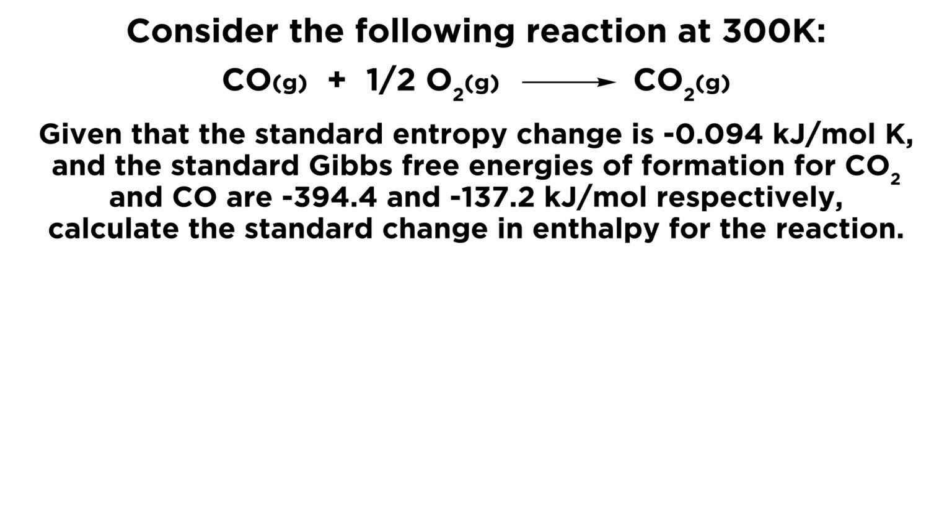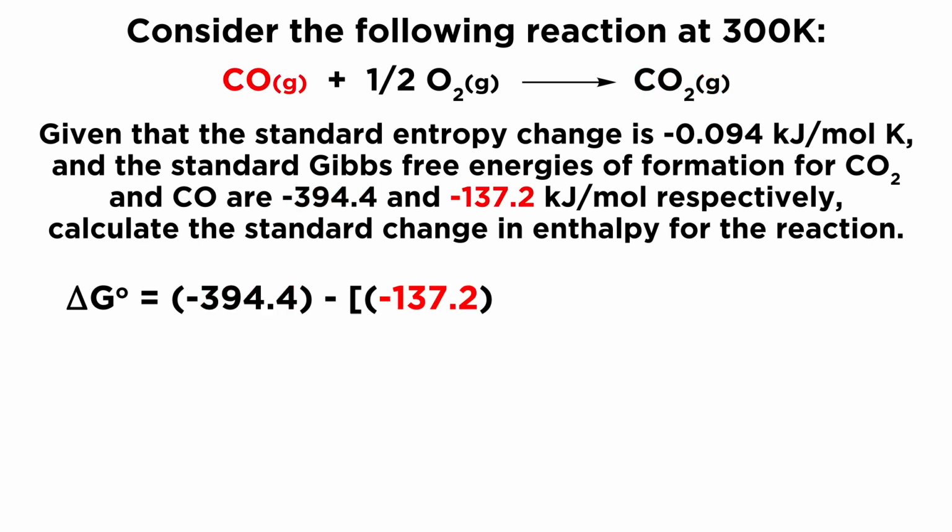So we can calculate the standard Gibbs free energy change the same way we calculate the standard enthalpy change or standard entropy change. We just take our Gibbs free energies of formation and do products minus reactants. And so products, we have negative 394.4 for CO2, and then we subtract from that the reactants, and that's going to be negative 137.2 for CO.